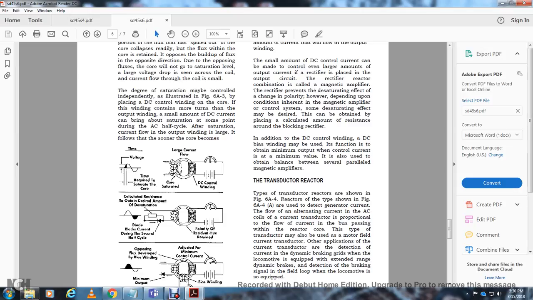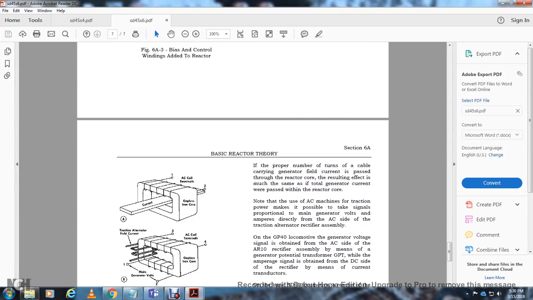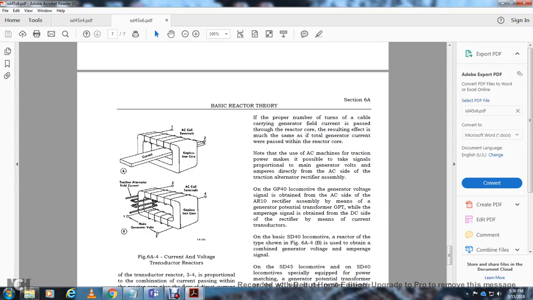Other applications for current transducers are the detection of current in the dynamic braking grid of the locomotive. A locomotive equipped with extended range dynamic braking detects the braking signal field loop with the reactor of the type shown in figure 6A4B, to detect generator current with the voltage flow with the alternating current in the AC coils. Figure 6.4 shows the current and voltage over the transducer rectifier with the traction alternator field currents around the AC terminal with the gapless iron core, with the main generator voltage at terminals 1 and 2 and 3 and 4, and 1 and 2 on the AC terminal with the gapped iron core current.